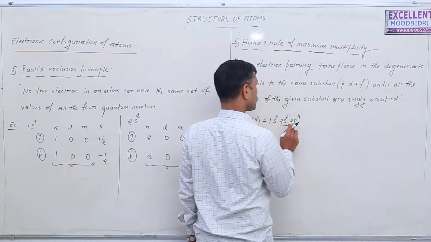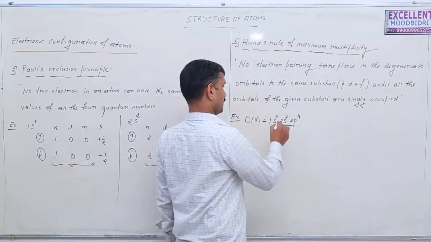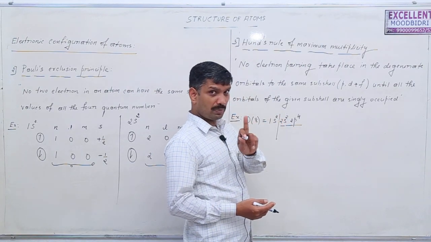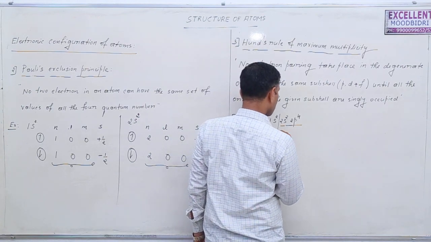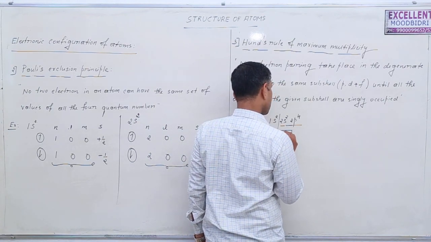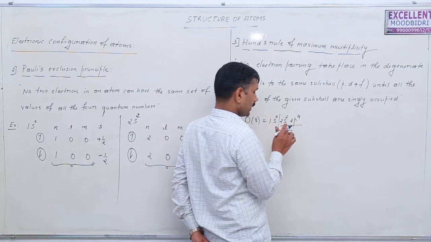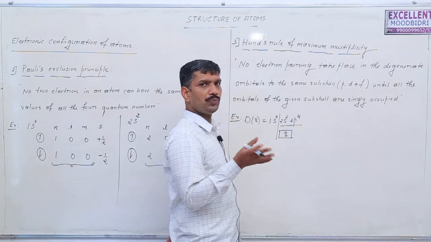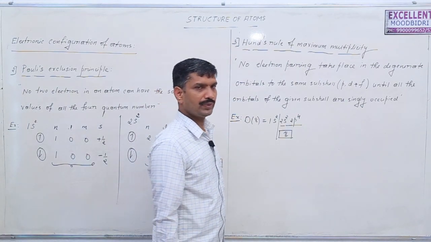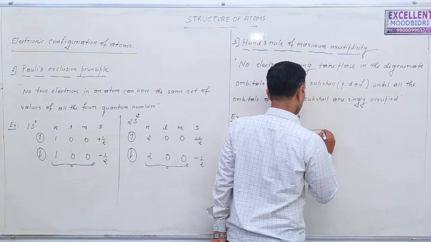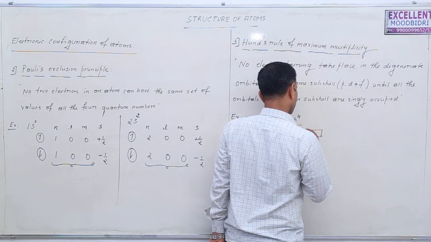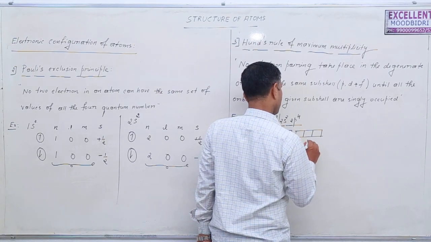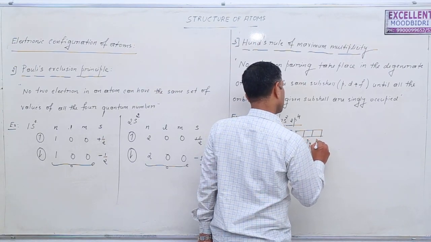Here 2s and 2p are the outermost shell, but the s subshell has only one orbital. This is a box diagram. The 2s orbital has only one orbital, that's why two electrons are present, occupying this orbital with opposite spin. For the p orbital, there are three orientations: px, py, and pz. This is px, this is py, this is pz.